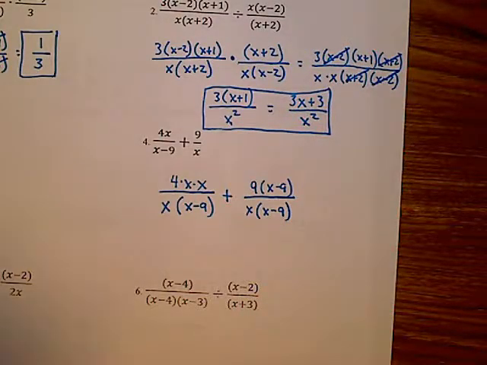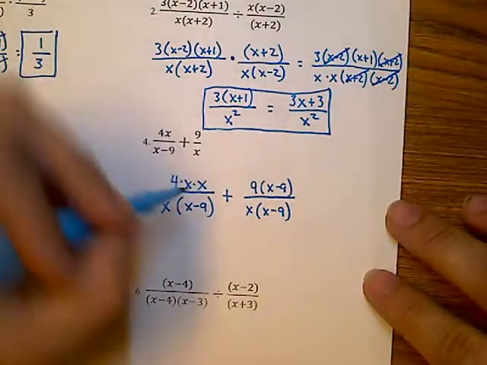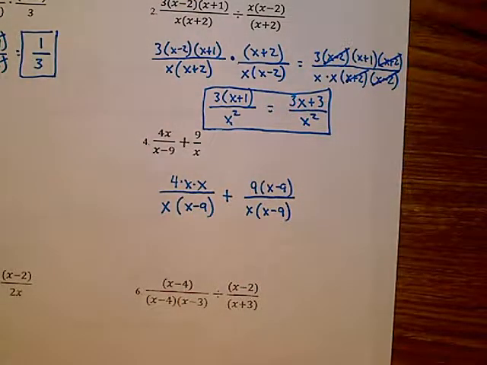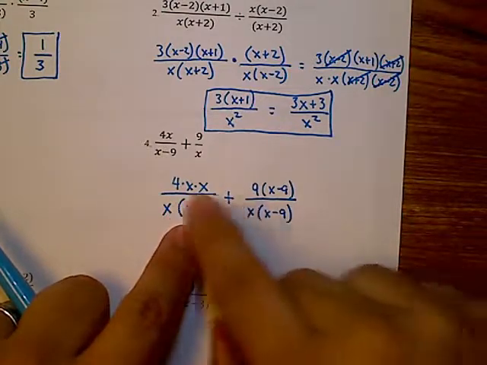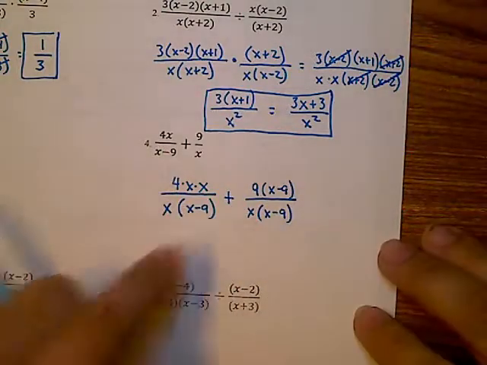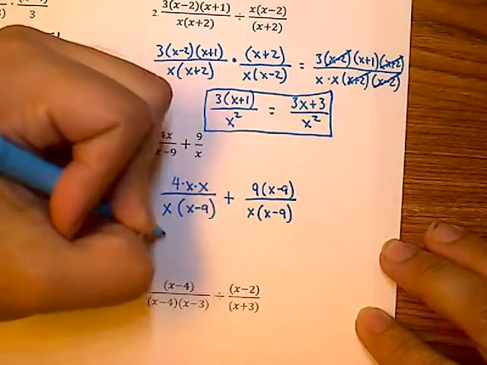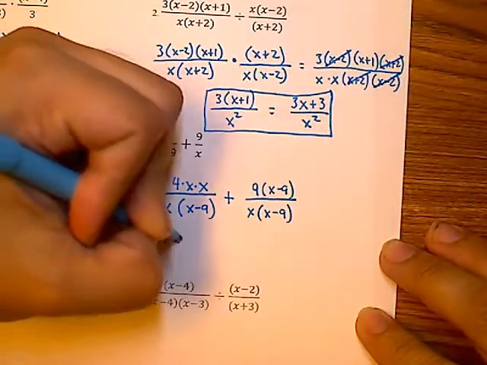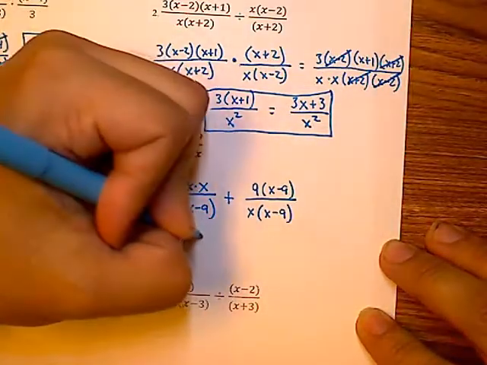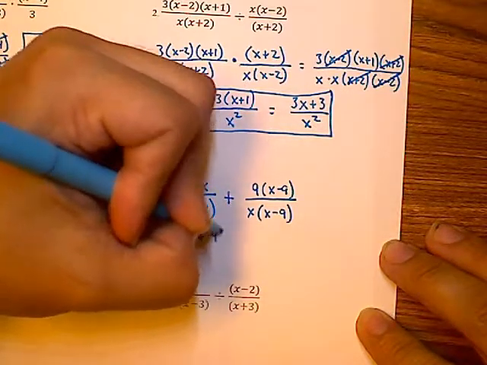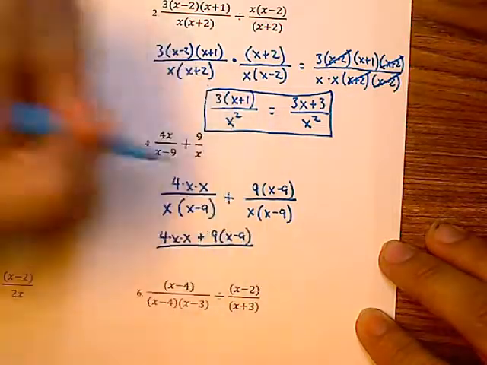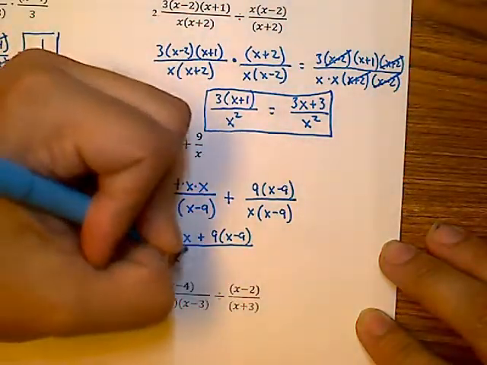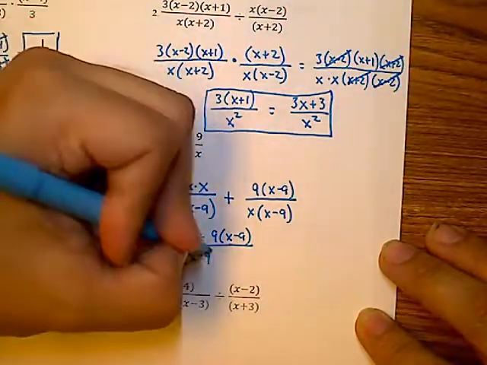So the next thing that we are going to do is add these together. The rule of fractions is that when you have common denominators, you keep the denominator and you just add the numerators. So I'm going to do just that right now. We're going to have 4 times x plus the quantity of 9 times x minus 9, all divided by the same denominator, x times x minus 9.